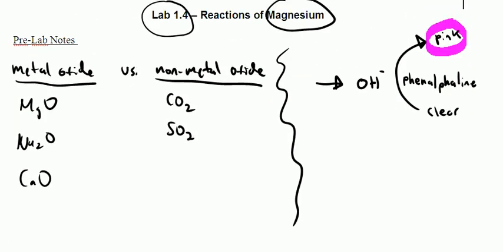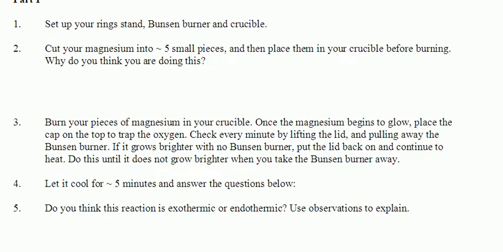It's really exciting. In the pre-lab notes, we talked about the difference between a metal oxide and a non-metal oxide. In the lab, we looked at metal oxides, basically metals ionically connected to oxygen, and non-metal oxides were non-metals covalently bonded to oxygen. Woohoo!